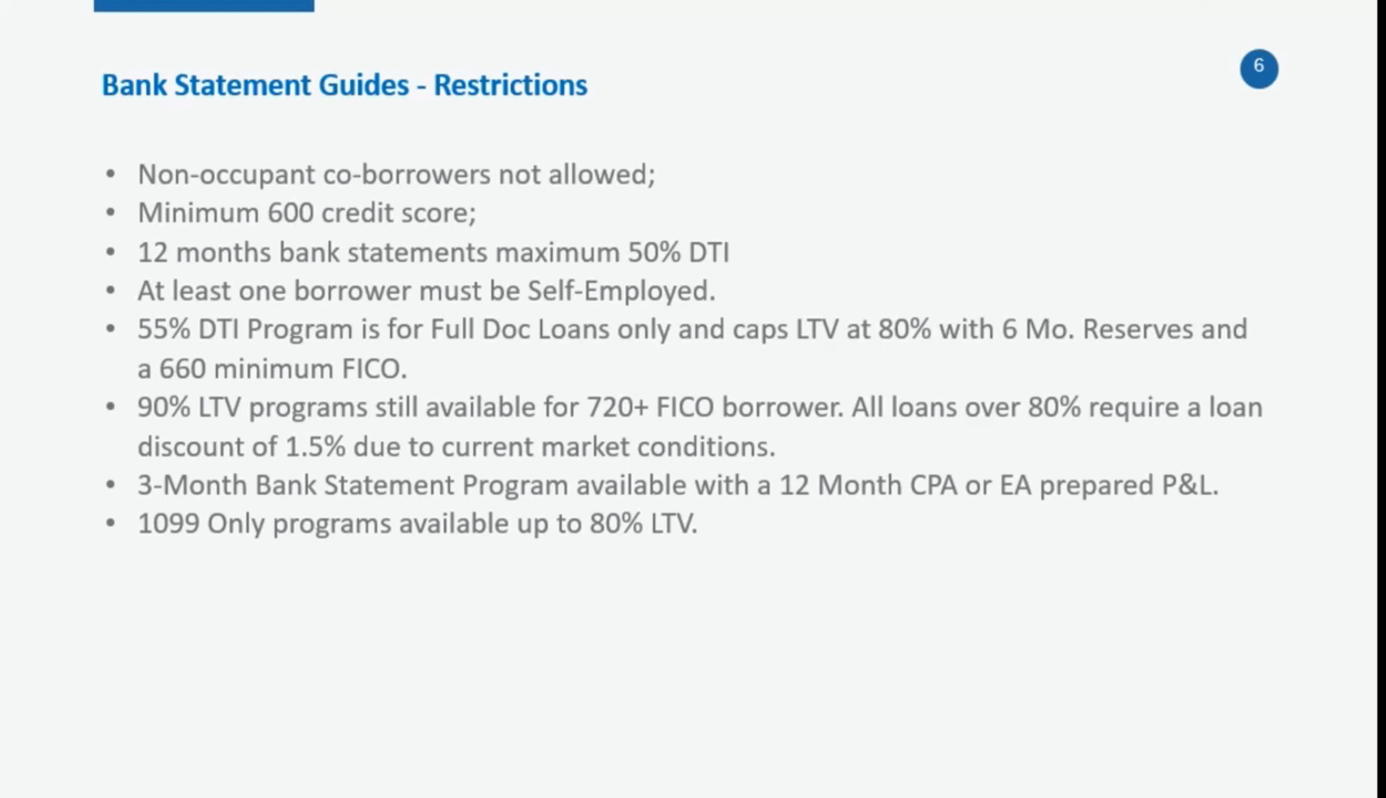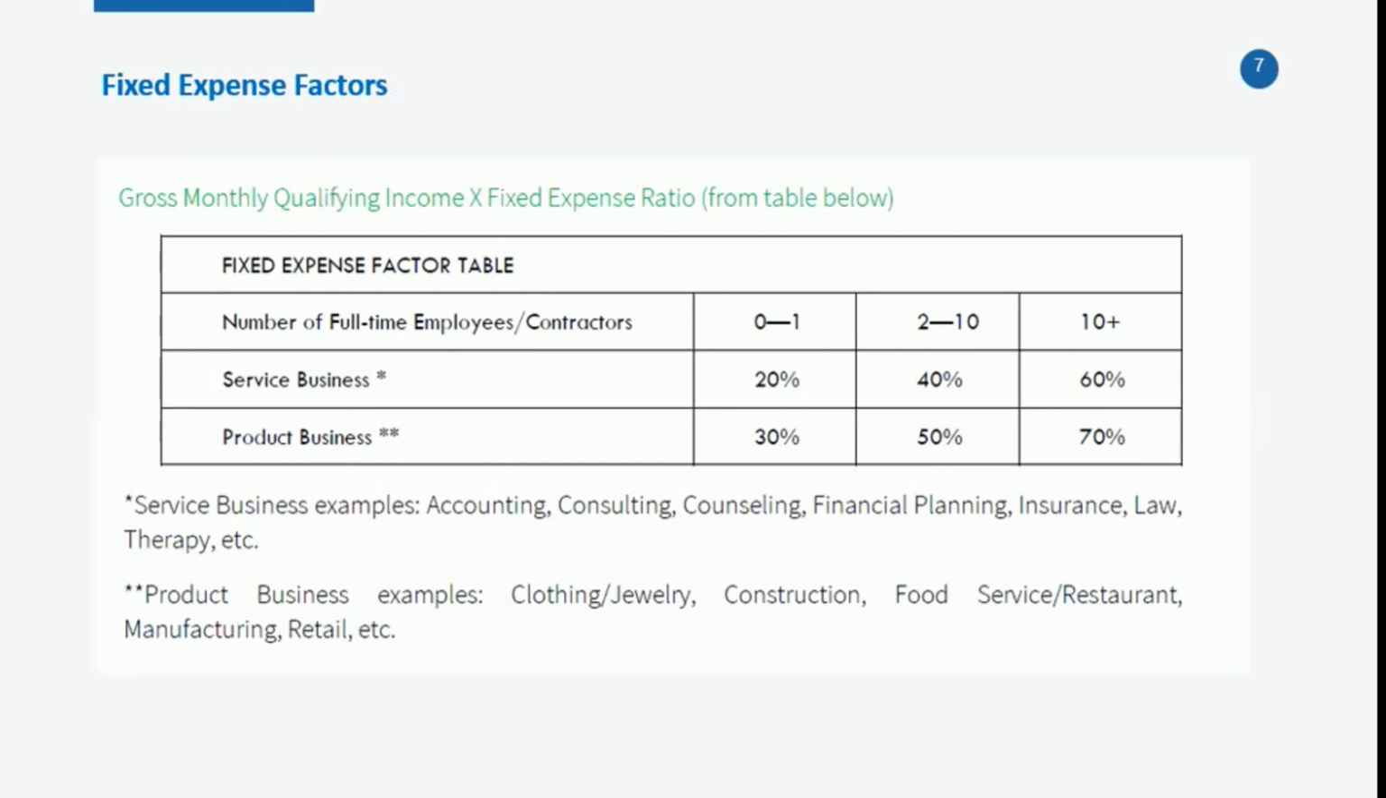Okay, one more thing about expense factors. If your borrower has multiple employees, they're going to be using higher expense factors, right? Most of us know the cost of doing business becomes higher as we have more employees. So if you're in the service business, this is an example here. If you're doing 0 to 1 employee in the service industry, they're looking at maybe about a 20% expense factor. But if you have 2 to 10, they're looking to use 40%. 10 or above, they're looking to use 60%.